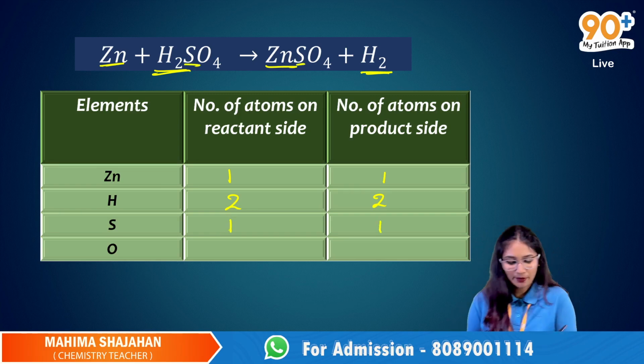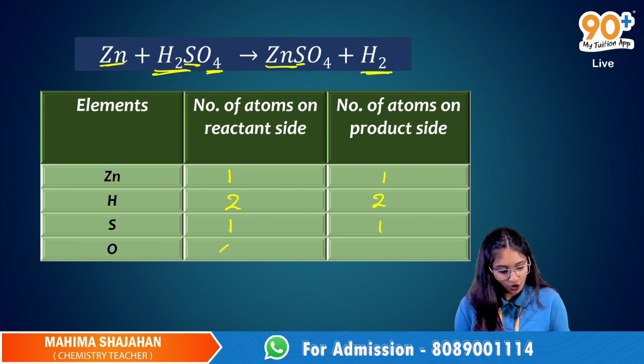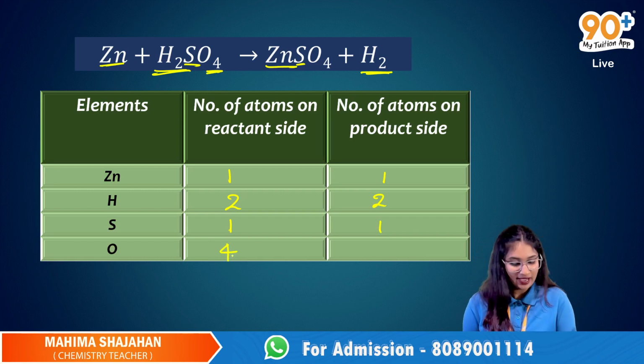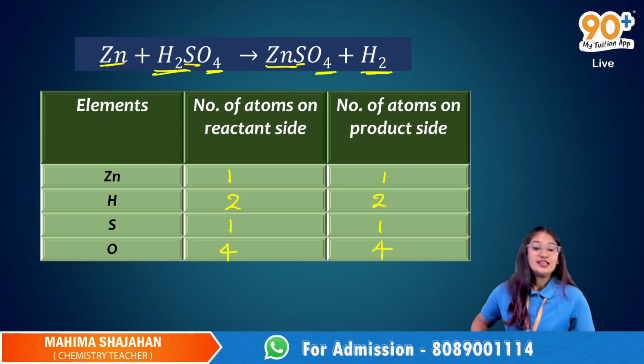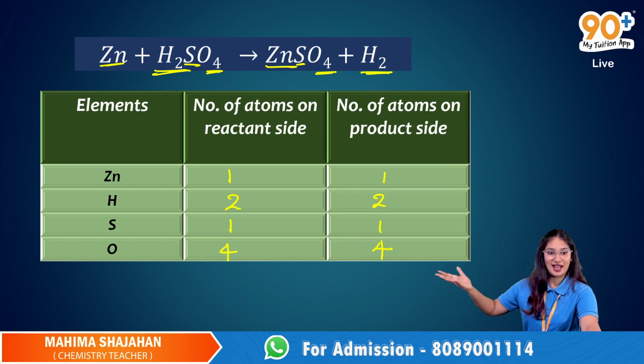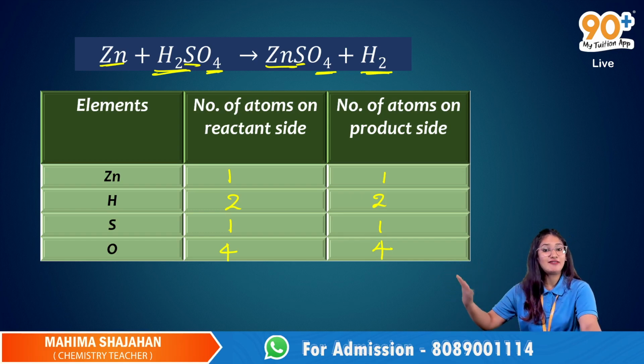Now what about oxygen? The last one is oxygen, right? 4 oxygen atoms on the reactant side and 4 oxygen atoms in the product side. See, the equation is already balanced. So we don't need to balance it. Why? The number of atoms are equal on both sides.